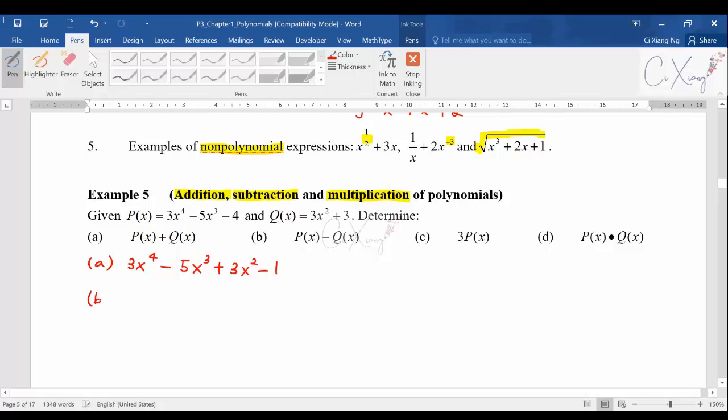Okay, so this is the answer for part A. And for part B, the answer is something like this. Then the answer for part C. All right, and then the answer for part D. Part D might be a bit long because you need to expand every single term. The final answer should be this one.